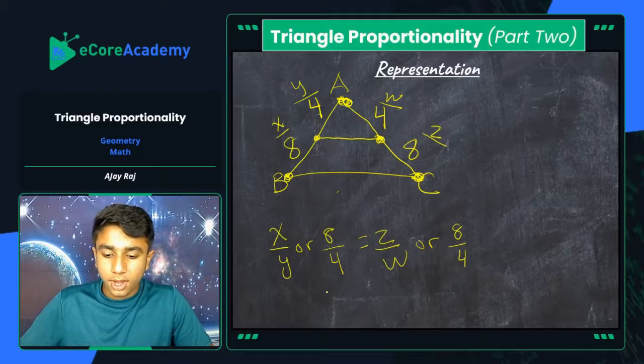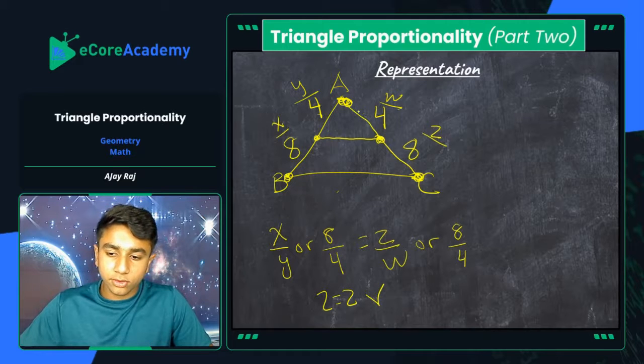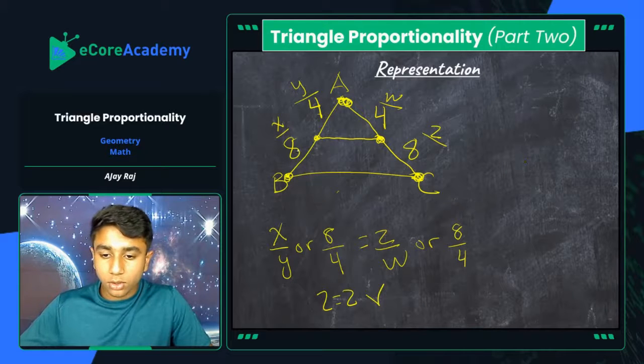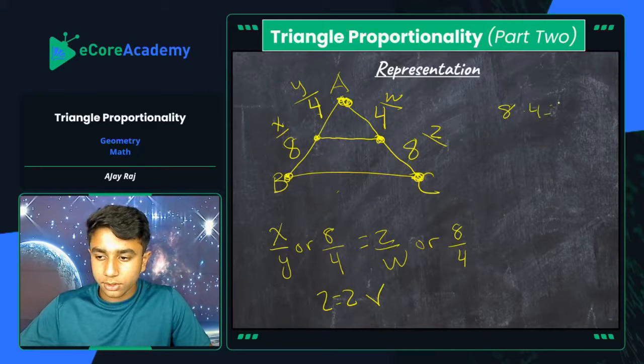8 divided by 4 is 2, and 8 divided by 4 is 2. Therefore, 2 equals 2. So that's one ratio that works out. So you can divide both sides by each other, keeping those relative positions consistent, and then you always get an equivalent answer. You could also cross multiply between x and w and y and z. So then you would get 8 times 4 equals 32, and 8 times 4 equals 32. And this is always true in any scenario.